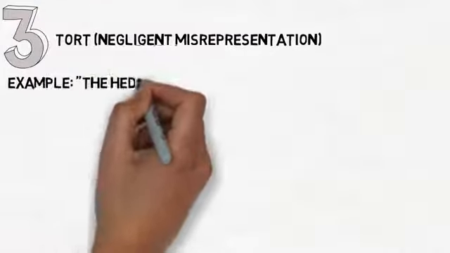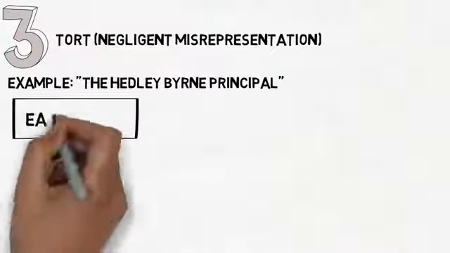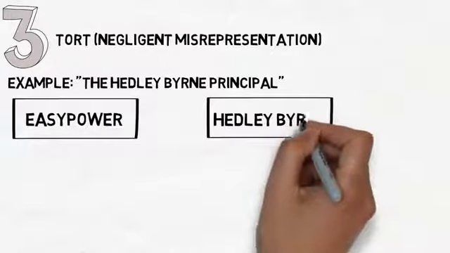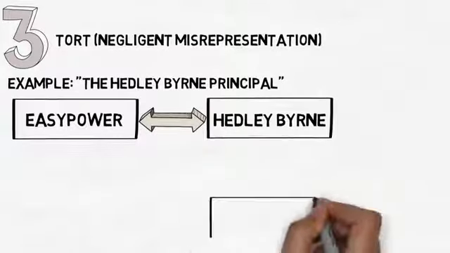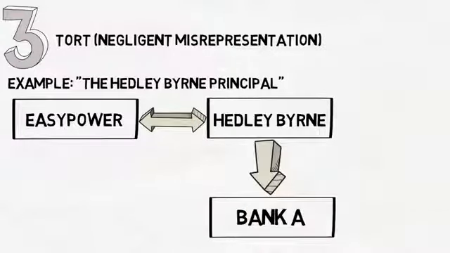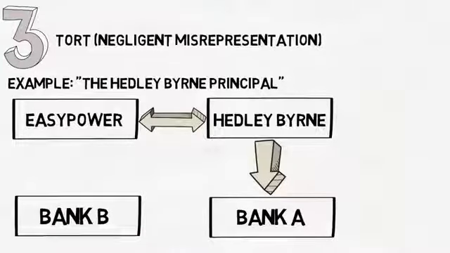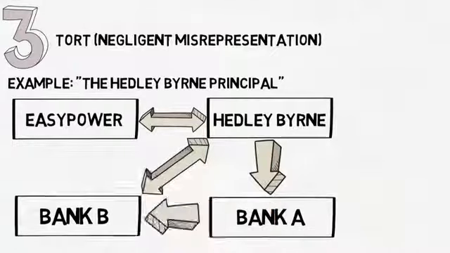Now we'll look at an example called the Hedley-Byrne principle. In this example, there's one company named EasyPower, and there's another firm called Hedley-Byrne. Hedley-Byrne wanted to know if it was a good idea to loan credit to EasyPower. They asked their bank if EasyPower was financially stable, but Bank A didn't know. So they went to EasyPower's bank, who said yes, it'd be no problem to extend credit to EasyPower. However, after they gave this advice, EasyPower went bankrupt. And now, did Bank B owe Hedley-Byrne a duty of care?